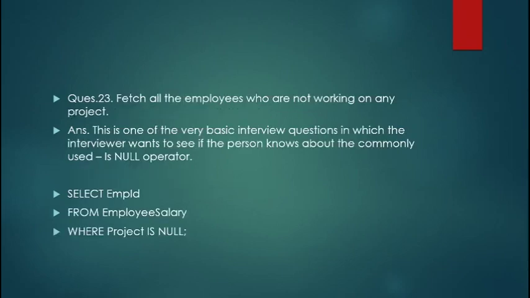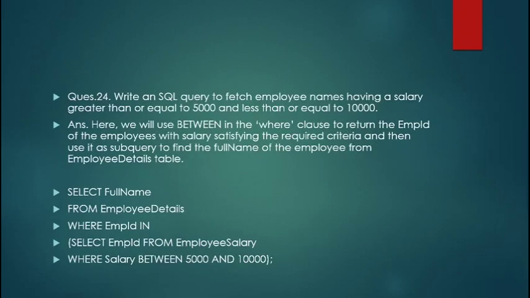Now question number 23. Fetch all the employees who are not working on any project. In that case, you have to use the null operator in order to identify the employee ID who doesn't have any project assigned to them. So how will you find that? You can use the null operator. You write the query as: select employee ID from employee salary where project is null. So is null is very important here to fetch all the null values from the project column.